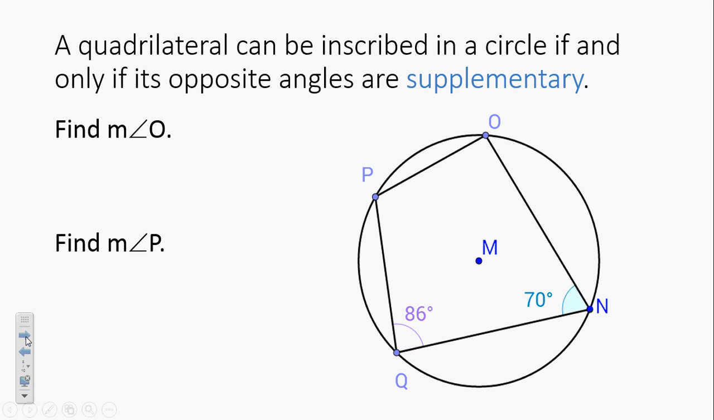So opposite angles being supplementary, what does that mean? Cassidy, if angle N is 70 degrees, how much will angle P be? It's not 70 as well because they're not congruent, but they're supplementary. So what does that mean? Nope, they add up to... That's complementary. 180. So what's 180 minus 70? 110 degrees. Everybody agree? So angle P is 110 degrees.